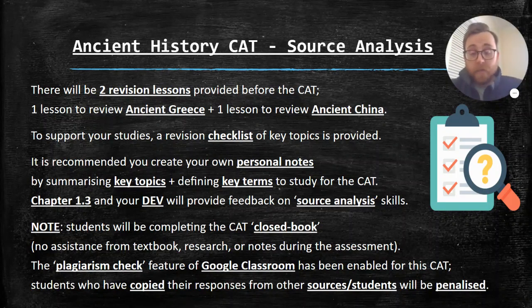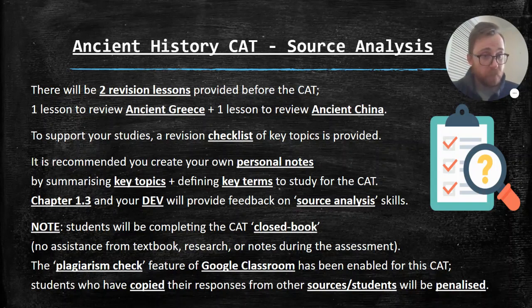Now, as I said, the CAT will be closed book, so you don't have a cheat sheet, you don't have your textbook or your slides in front of you when you're completing the CAT. It's a good revision tool, but you will not be completing the CAT with any support resources during the lesson. It's under test conditions, effectively. I can't come and look at you in your house and see if you're completing the test under test conditions. However, to make sure that you guys do not have your textbook or your slides open during the CAT, Google Classroom has a little feature called plagiarism check.